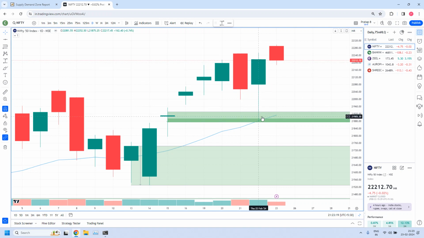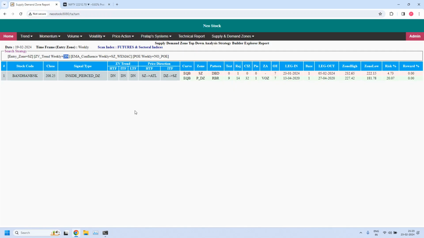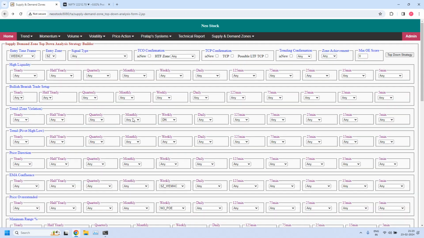See, the concepts we recently learned are working very well. They are powerful concepts. And moreover, to support those concepts, our strategy builder is also supporting. We are able to set some conditions and we are filtering the stocks.